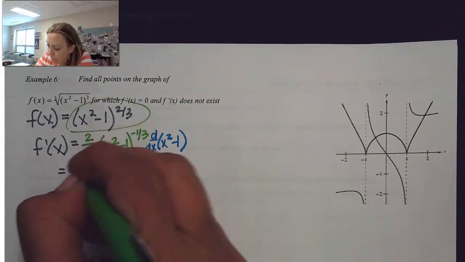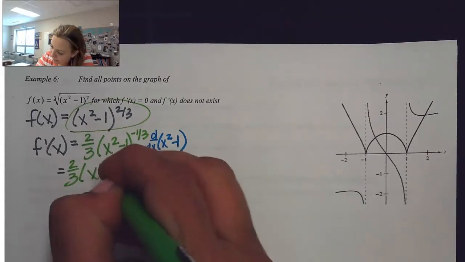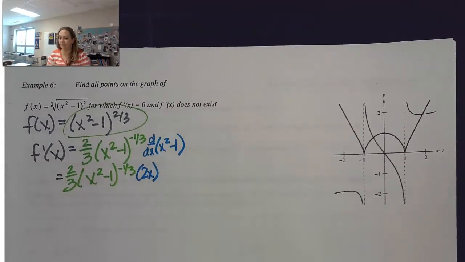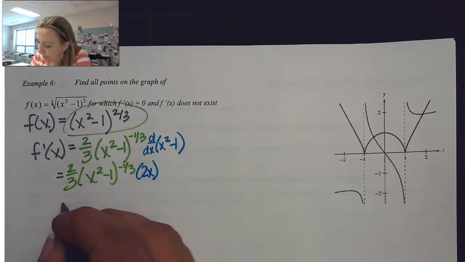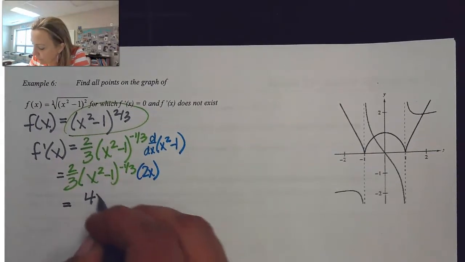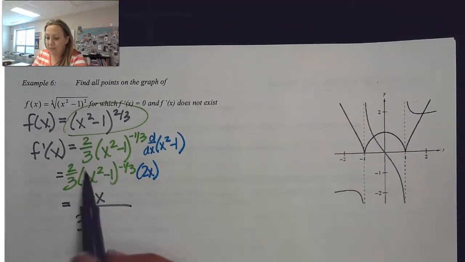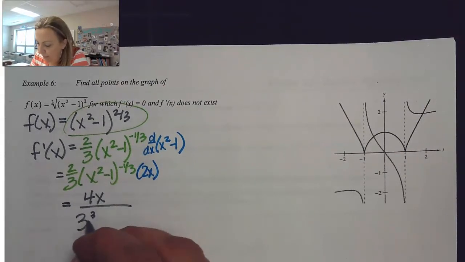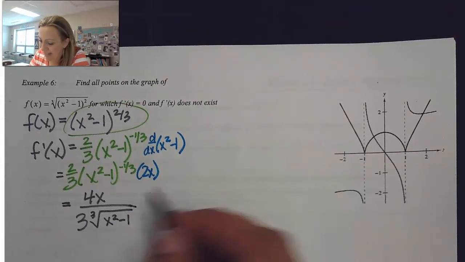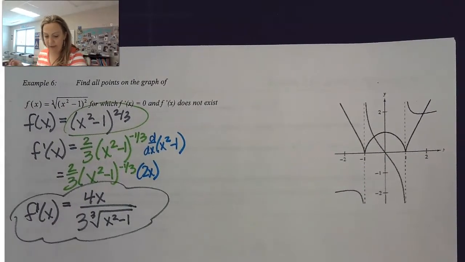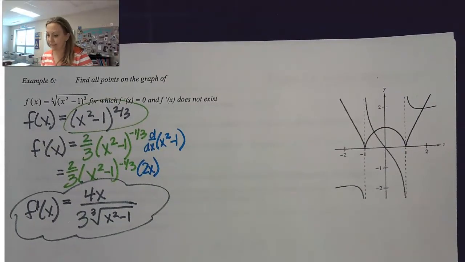So that gives me 2/3 times x squared minus 1 to the negative 1/3, and then times 2x. So let's maybe clean that up by getting rid of the negative exponents, multiplying them together, etc. So my numerator would have 4x, and my denominator would have 3 times x squared minus 1 to the 1/3. You could write it like that. Or sometimes if that's going to be the final answer, I think it looks nicer with the cube root instead, okay? So there's f prime of x.